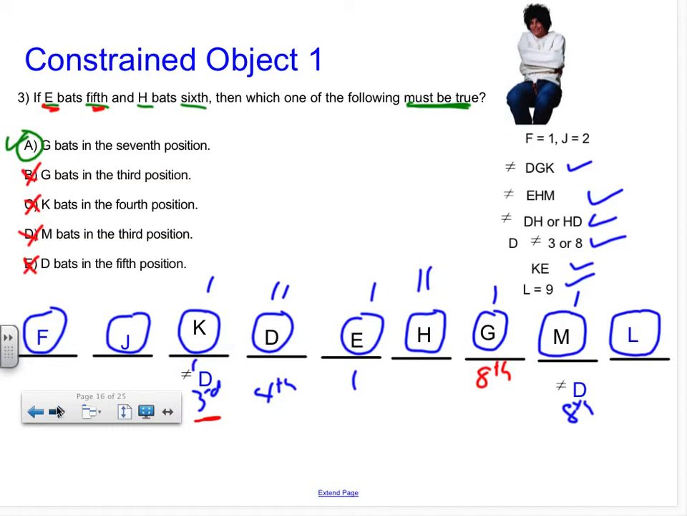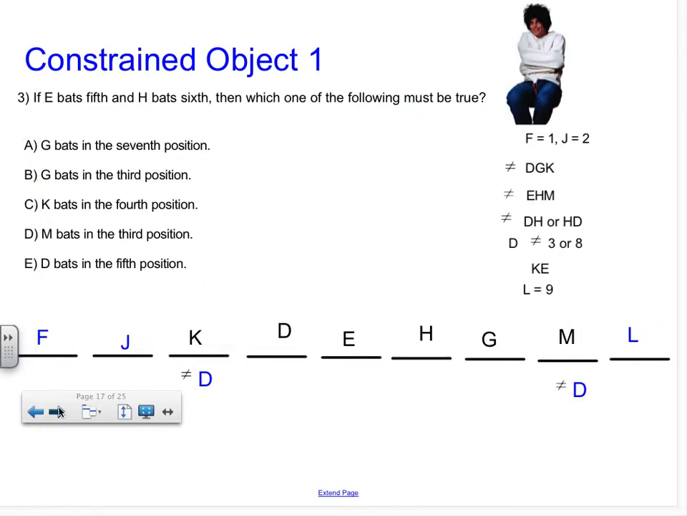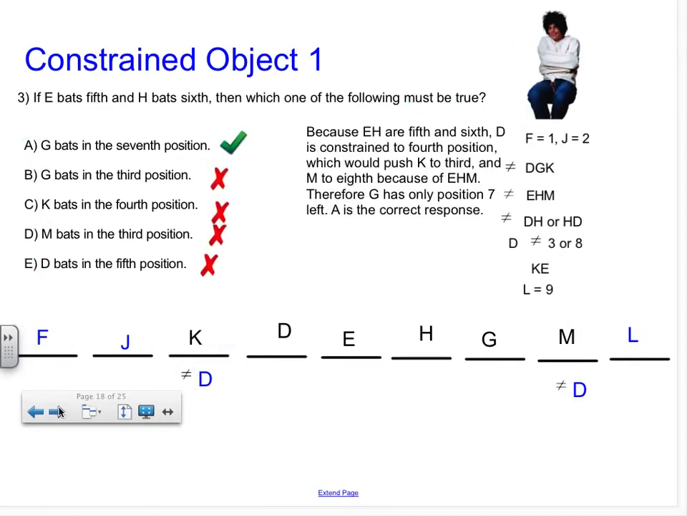So just to recap quickly, because E and H are 5th and 6th, D is constrained to the 4th position, which would push K to the 3rd position, and M to the 8th position because of the condition E, H, M. Therefore, G has only position 7 left. A is the correct response.